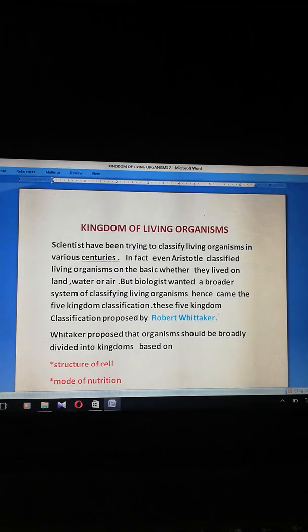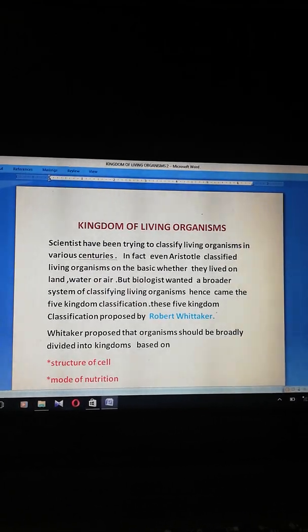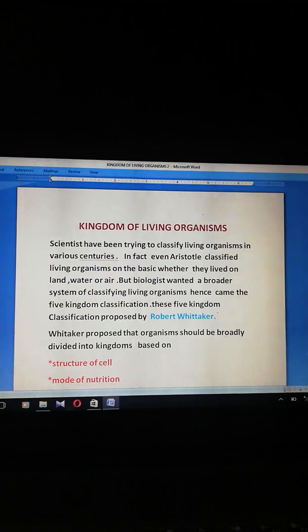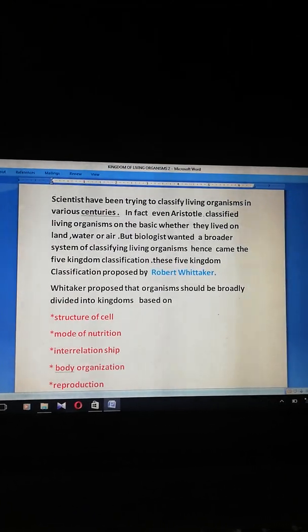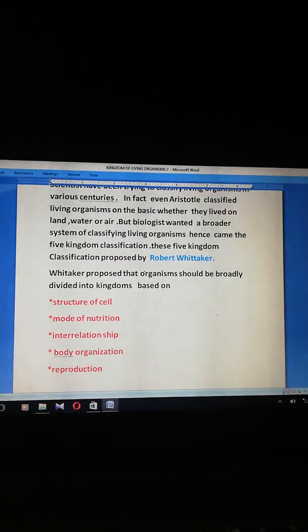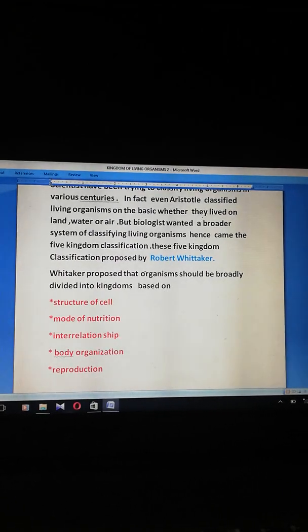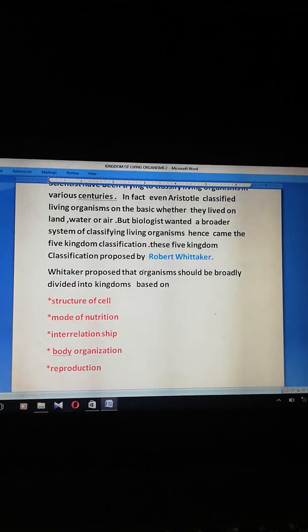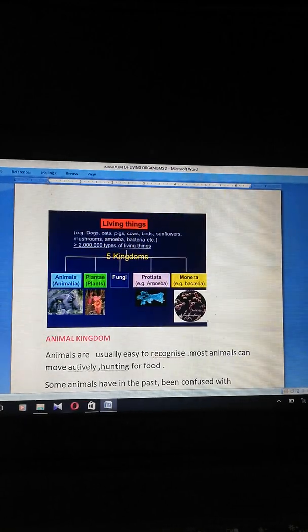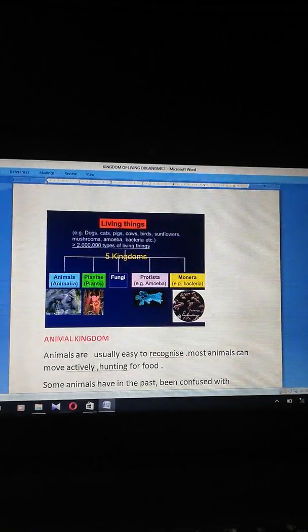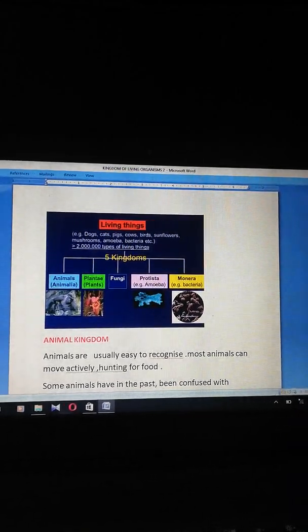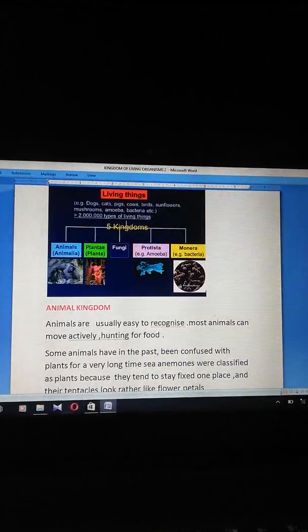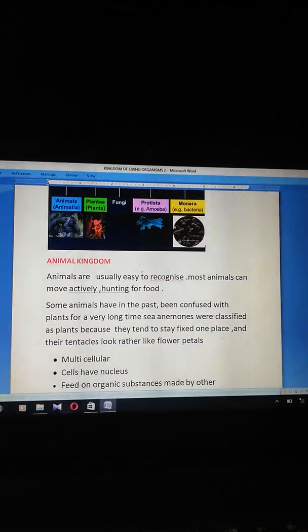This five kingdom classification was proposed by Robert Whittaker. Whittaker proposed that organisms should be broadly divided into kingdoms based on structure of cell, mode of nutrition, interrelationship, body organization and reproduction. The five kingdoms of living things are animals, plantae, fungi, protista, monera. First of all, we see about the animal kingdom.